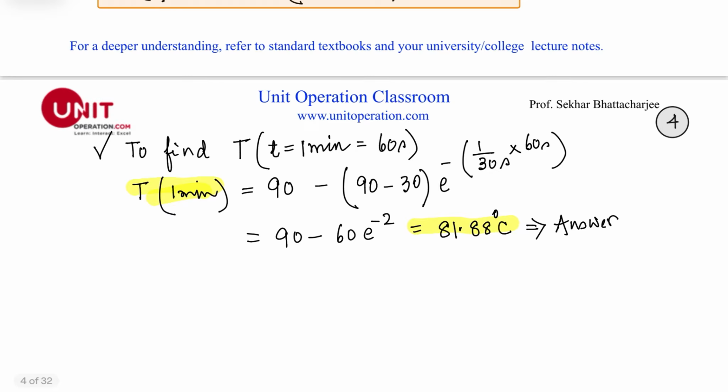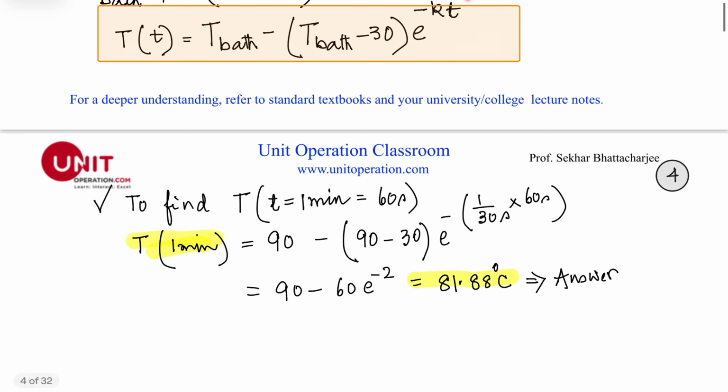So to find the temperature at any time t, 1 minute, that is 60 seconds. So this would be equal to 90, that's the T bar here. So this is 90 minus 30, and this, of course, is 60. T is equal to 60 seconds, and this we already found out, 1 over 30 seconds. So this becomes 81.80 degrees Celsius. So the answer would be 81.9 degrees Celsius.